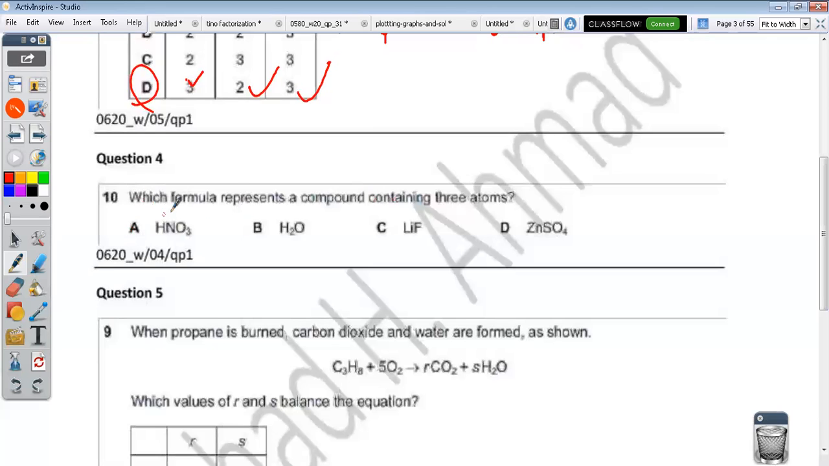Now, let's look at the following. Chiedza, you managed to connect. That's good. Which formula represents a compound containing 3 atoms? How many atoms are there in A? Mufaro, how many atoms there? In total, how many atoms? Can someone answer? Natalia, how many atoms there? It's an easy question. Three. Natalia, is your audio working? You've been very quiet. Yes.